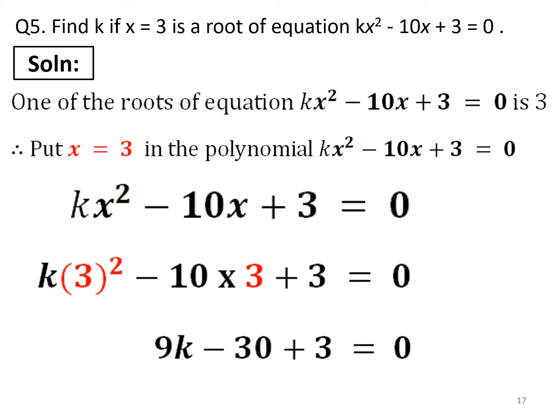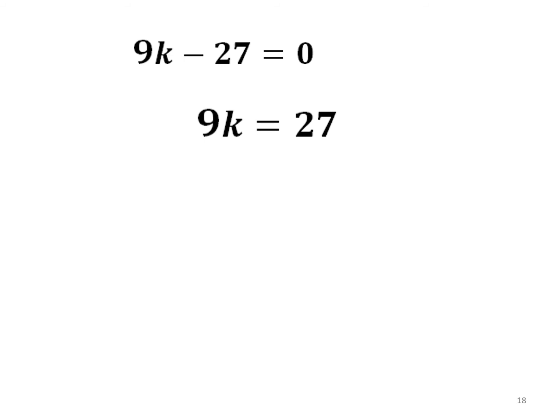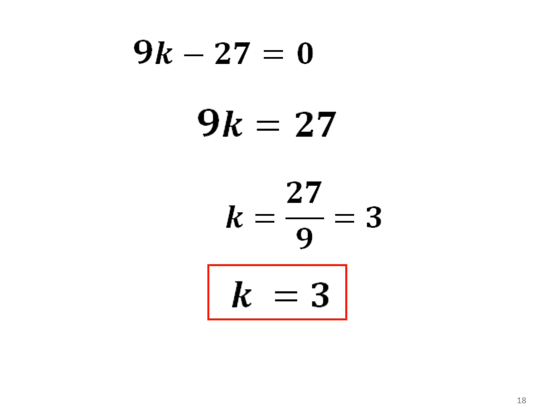3 square is nothing but 9. 9k minus 30 plus 3 is equal to 0. Minus 30 plus 3 is nothing but minus 27. 9k minus 27 is equal to 0. 9k is equal to 27 and therefore k is equal to 27 upon 9, which is equal to 3, and therefore the value of k is equal to 3.